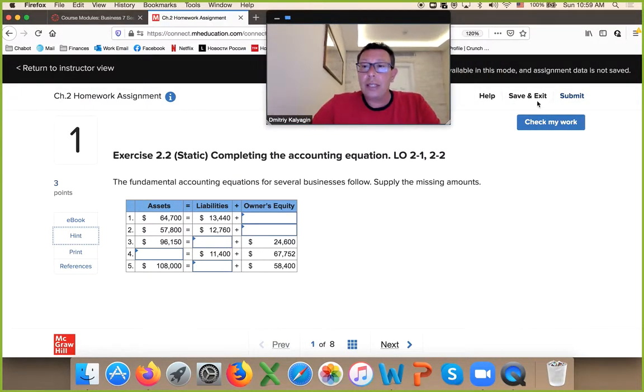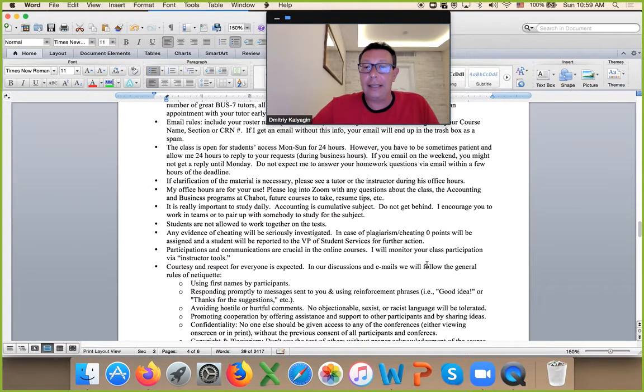Guys, you can save and exit right here as many times as you want. Don't click on submit until you're completely done. If you click on submit by mistake, that's it. I cannot let you back in. You've used your 1 attempt, okay? So if you forget to submit, the system will submit it for you as is at deadline.